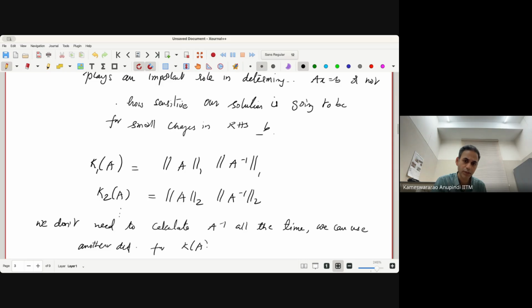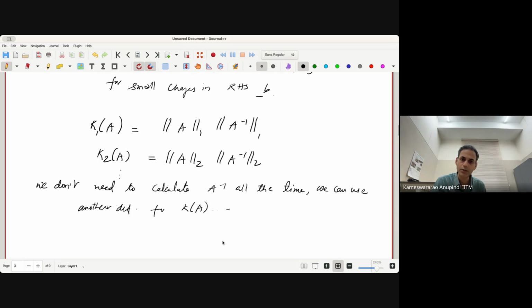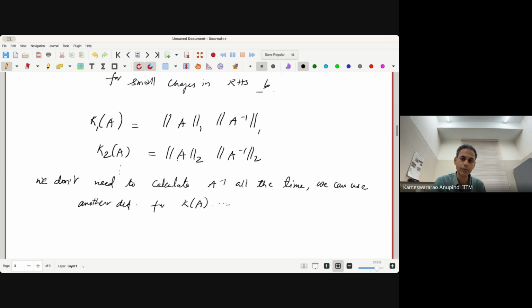for condition number, which I will inform in a little while. In which case we don't have to calculate A inverse all the time. But then of course this other definition which we're going to look at is going to involve the eigenvalue, so we have to calculate the eigenvalues in that case, if not the A inverses.